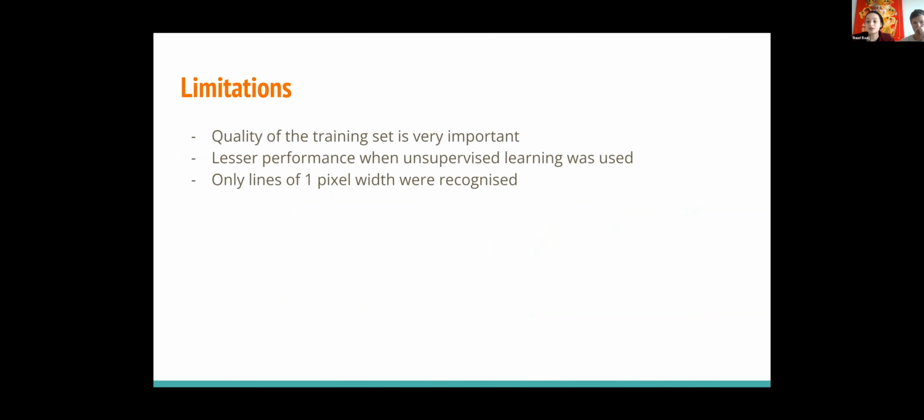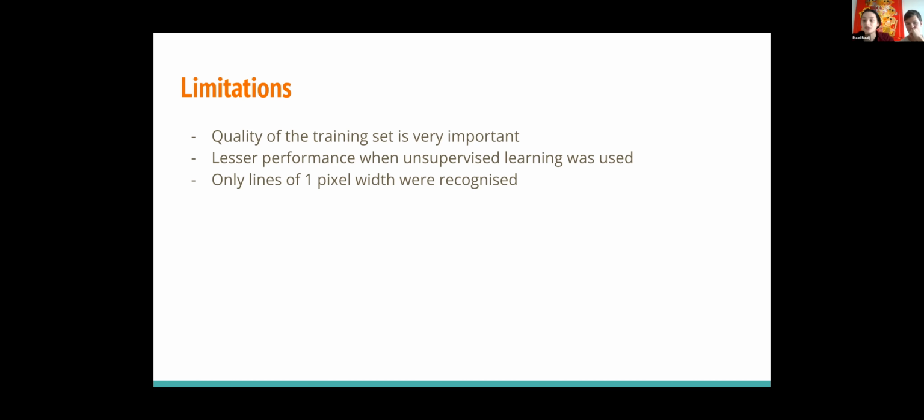So what are some of the limitations that they gave for their own research for the neocognitron? Well, it was that the quality of the training set is very important, which is also applicable to what we just said. You have to pick the training set very well. If the training set is not good enough, not big enough, not specific enough, the neocognitron will work less well. So they said that a big reason for their huge success was because they took a lot of time finding the perfect training set. Besides that, lesser performance was found with unsupervised learning.